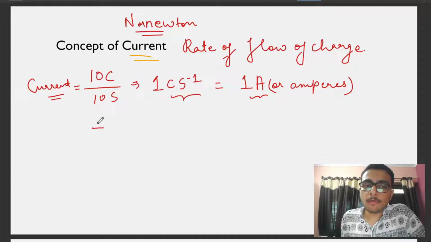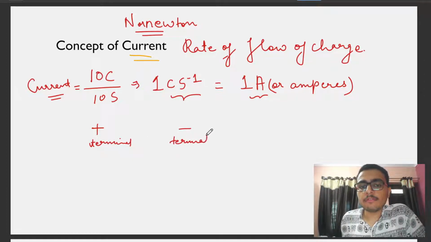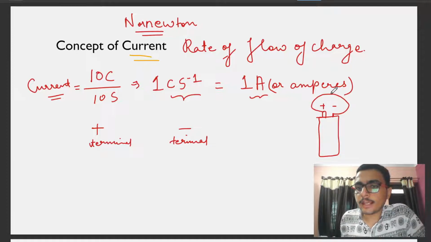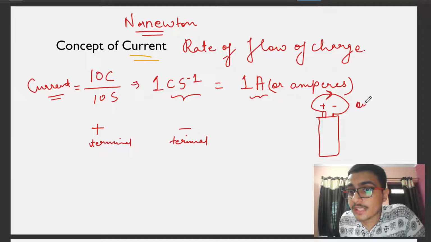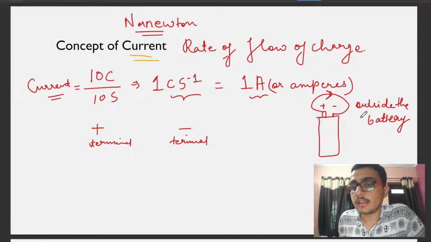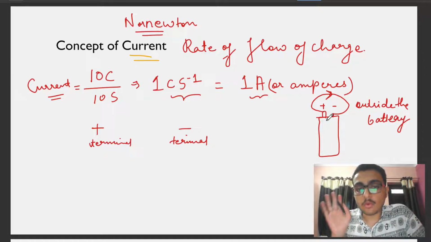Current flows from a positive terminal to the negative terminal. Have you seen a battery? Of course, you might have seen it. A battery has a positive terminal and a negative terminal. So when I connect a wire like this, my current would flow in this direction. So this is flowing from positive to negative outside the battery. Inside, something else is happening. We will discuss it later when we study the battery. Current flows from positive to negative terminal outside the battery.